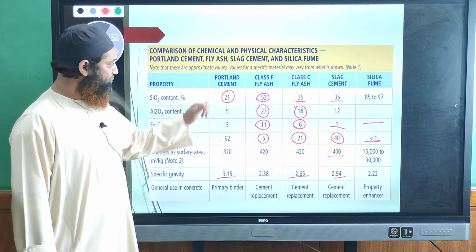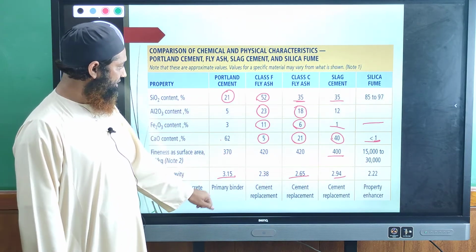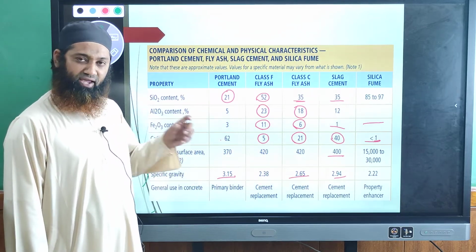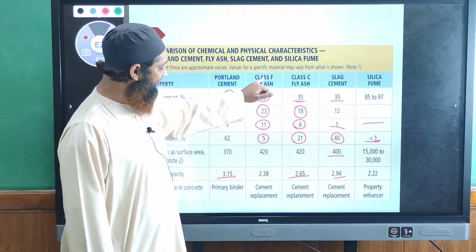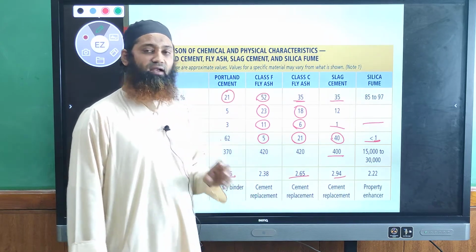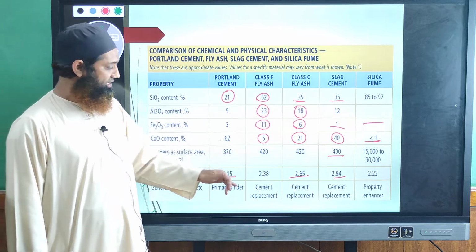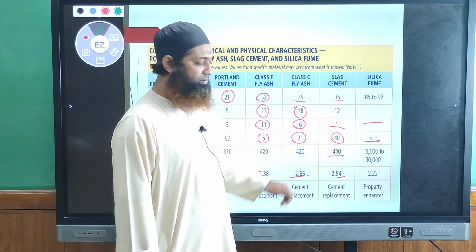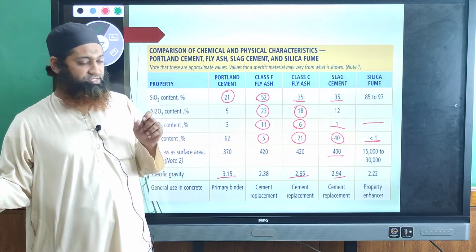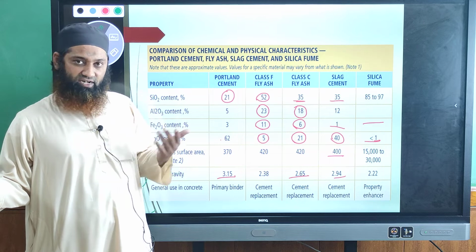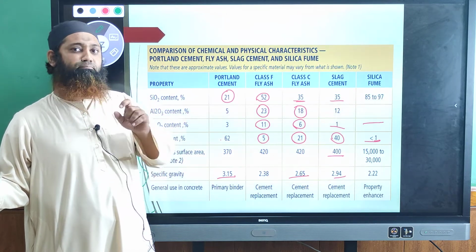Here you can see in Portland cement, this is the primary binder. Cement is the main content which is used in the concrete, whereas fly ash of class F is used where cement is replaced. It can be replaced to some percentage. As I had told you, that percentage will be seen in the next slides, and here also this can be replaced. It can't replace the cement completely. The whole of fly ash of class C or class F can't be replaced completely. It can be replaced in some percentage only.